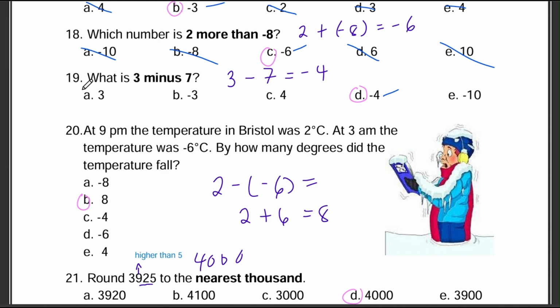Why not the others? A. 3 is not -7. B. -3 is wrong. C. 4 is the wrong direction. E. -10 is too low.